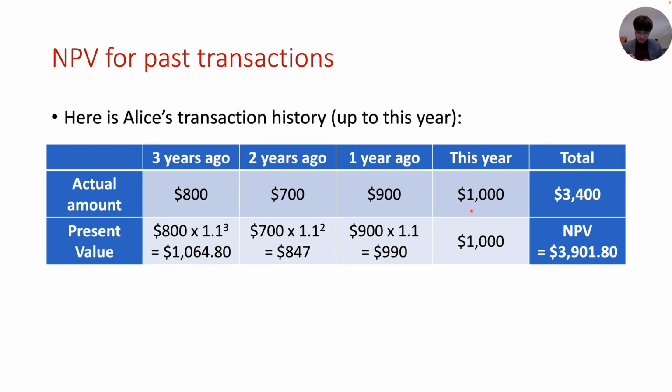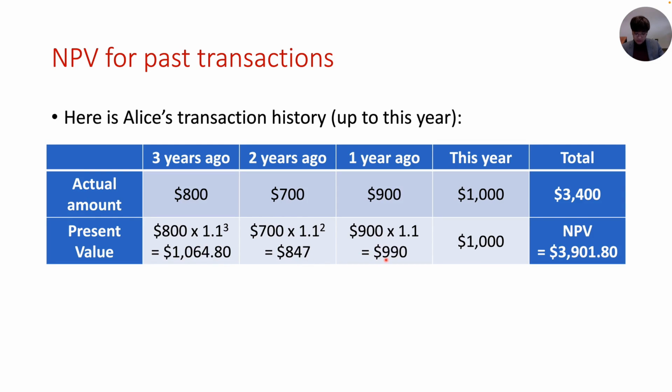And suppose the same discount factor, 10% per year. First, compute the present value of each transaction. It is simply given by a multiplication by a rate. For the money spent 3 years ago, each present value is equivalent to the value of investing it for the 3 years. This is the formula to compute the present value, which is $1,064.80.